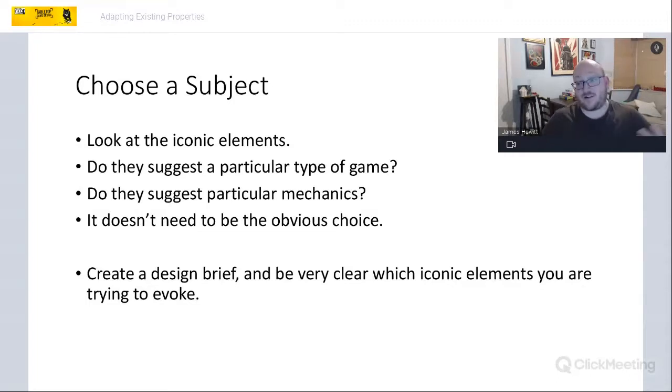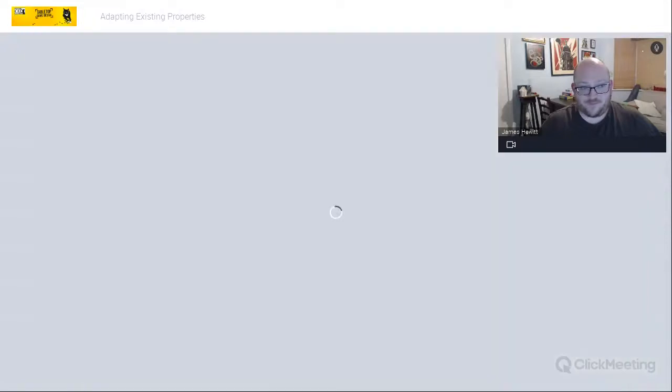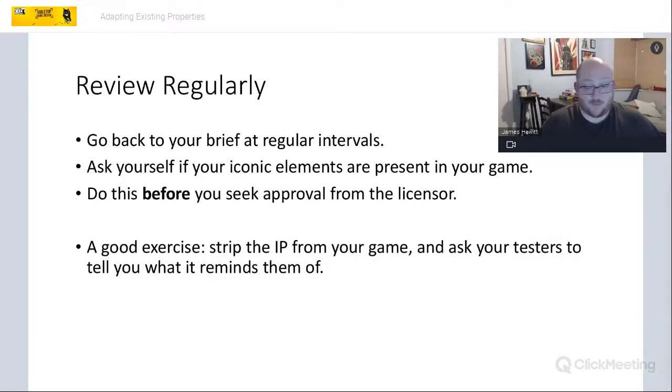Once you've got all of that, create a design brief. Again, we talk about design briefs in other seminars, but create a design brief. Be very clear about which iconic elements you're trying to evoke in your design. Once you start the actual design process, come back and review regularly. We always talk about the importance of iterative design and constant reviews within the design process, but you want to be looking at this brief specifically to ask yourself if those iconic elements are present in your game.